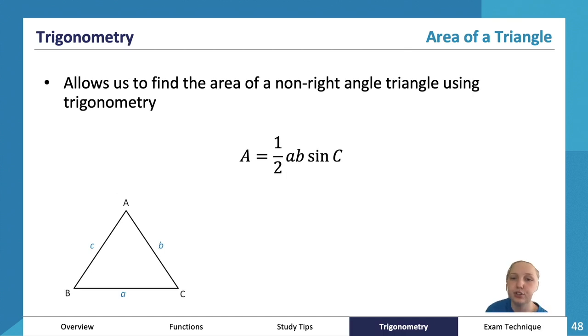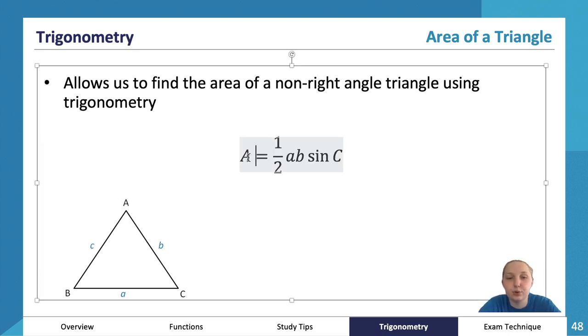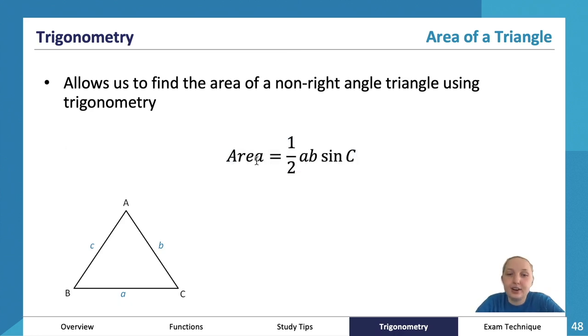So then area of your triangle allows you to find the area of a non-right angled triangle. Again, on the basis of this same triangle where your capitals are angles, your lowercases are the lengths of sides. So your area, so this A is not equal to this A. This A stands for, let me see if I can write it, area. So area equals a half times A times B times the sine of C.